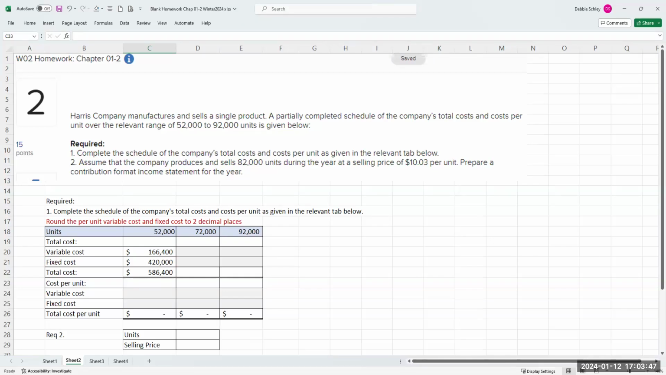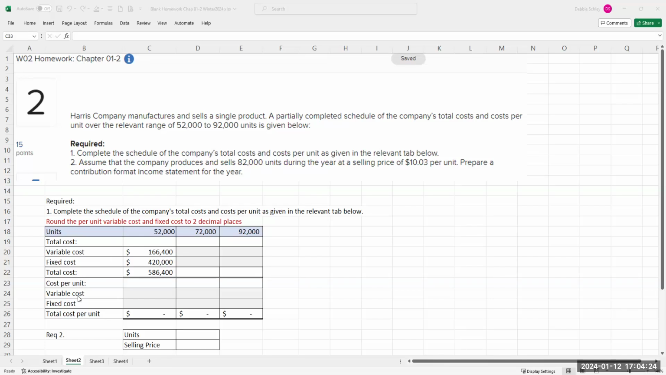All right, question 2. We have now where Harris Company manufactures and sells a single product. A partially completed schedule of the company's total cost and cost per unit over the relevant range of 52,000 and 92,000 units is given below. So for required one, they want me to complete the schedule of the company's total cost and cost per unit as given in the relevant tab below.